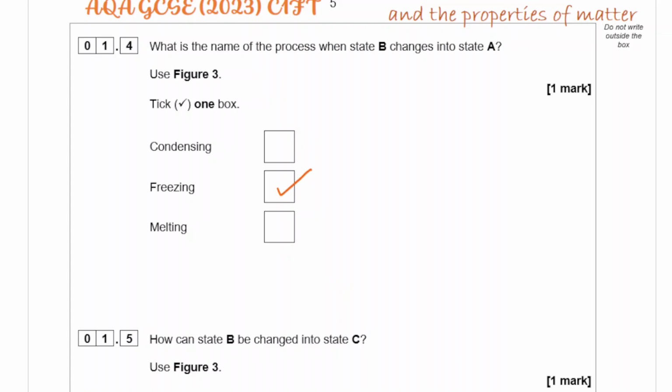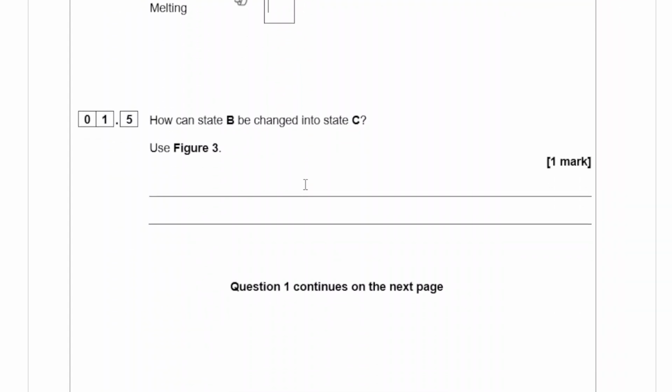How can state B be changed into state C? State B was a liquid, remember, and state C is a gas. How can you change a liquid to a gas? By heating it. You could say boiling as well, or boil the liquid.